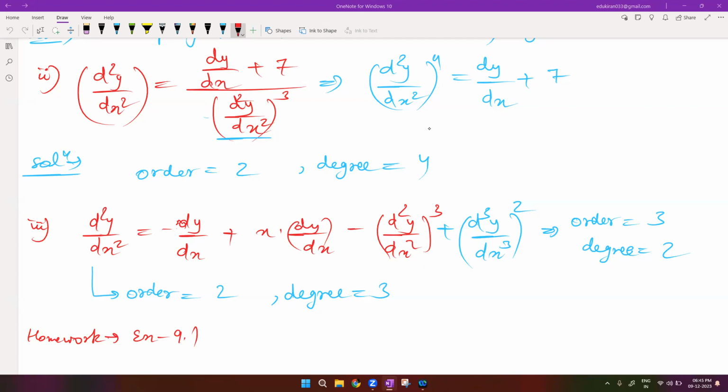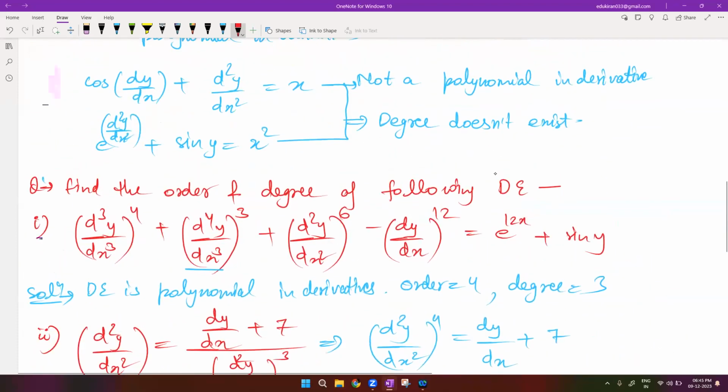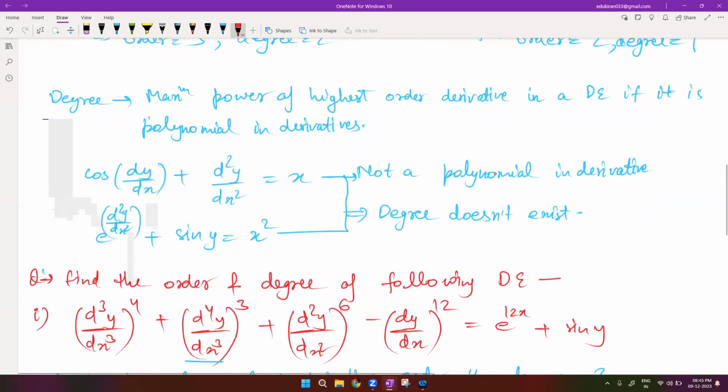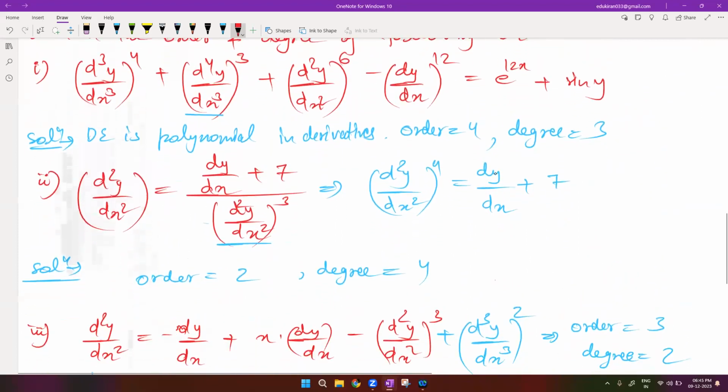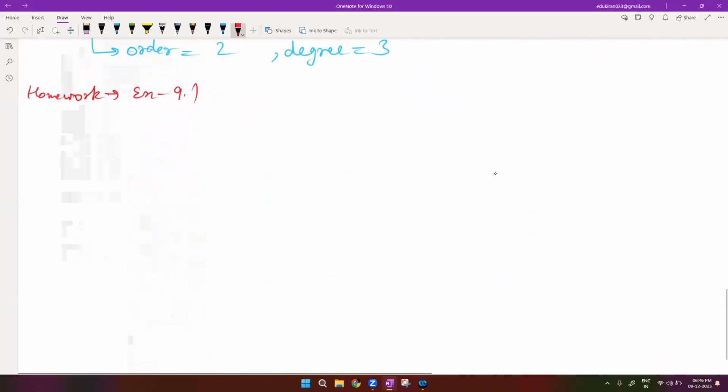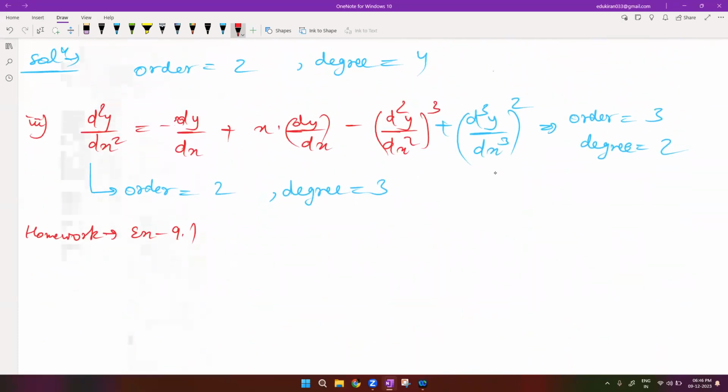So we have started with differential equations in the last class. We know what our general differential equation looks like and what is the order and degree of a differential equation, right? Now degree only exists when our equation is polynomial in derivatives. So if the equation is not a polynomial in derivatives, the degree will not be defined. The order will still be defined, but the degree won't be defined, right? So let's solve a few more problems.